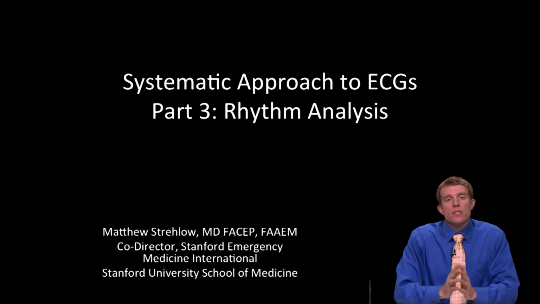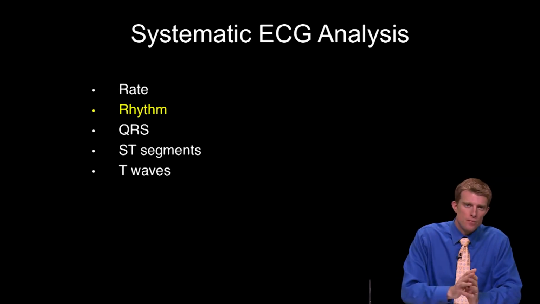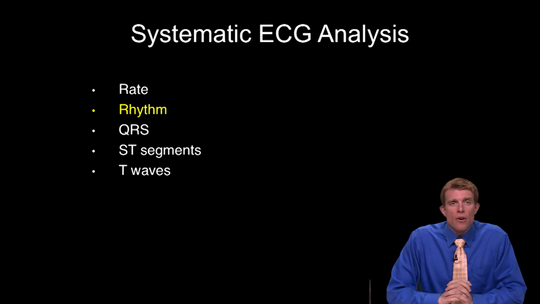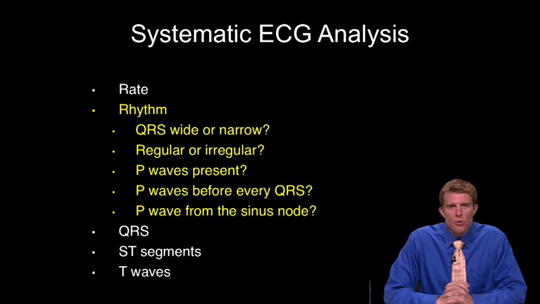Hello. In this lecture on systematic approach to ECGs, we're going to talk about rhythm analysis. So we've already talked about how to obtain the rate rapidly. Now we're going to talk about the rhythm. And the rhythm is actually probably the area that most providers get confused or feel a little bit uncomfortable with or make mistakes. But if we use a systematic approach and do the same thing every time, we can be accurate the vast majority of the time on determining the rhythm when we look at an ECG.